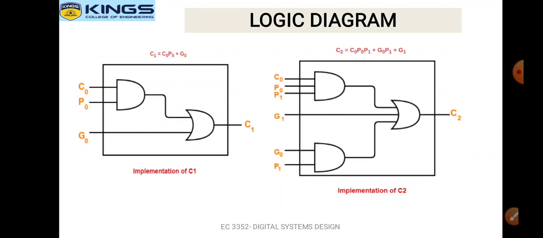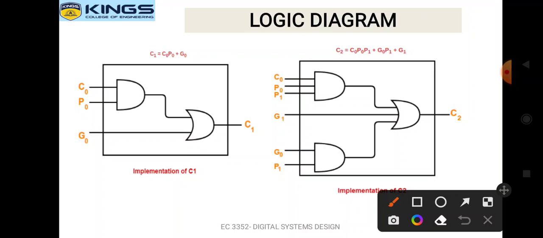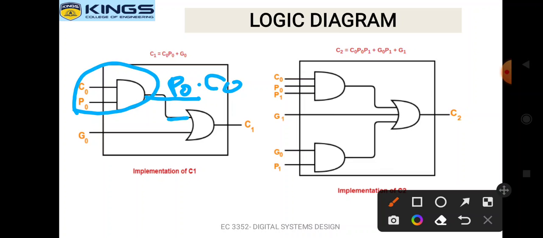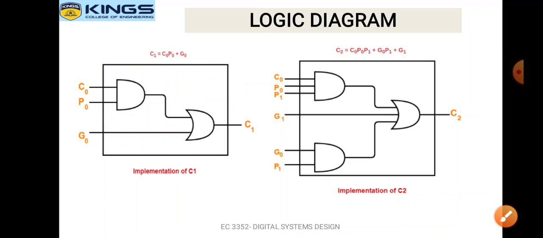See here, for implementation of C1, I have given the diagram. G0 plus P0 into C0. For P0 into C0, I have used an AND gate since it is a multiplication. The output will be P0 into C0, and that will be passed as input to the OR gate. Then the other input is G0. So the answer for C1 is G0 plus P0 C0. Similarly, we can implement it for C2, C3 and C4.